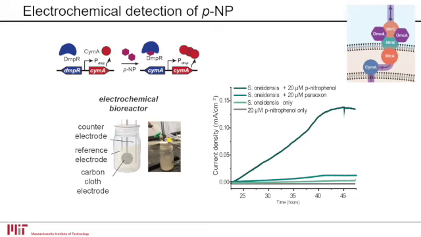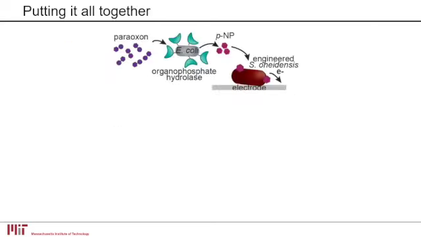And if we have this Shewanella only or PNP only, we similarly see no current. So we've now converted that fluorescence genetic system into an electrochemical system. But can we combine them?